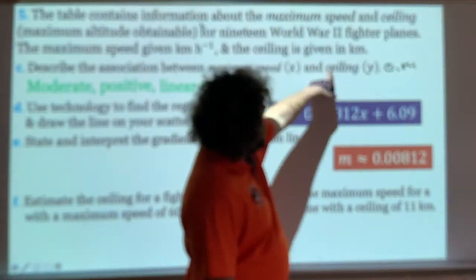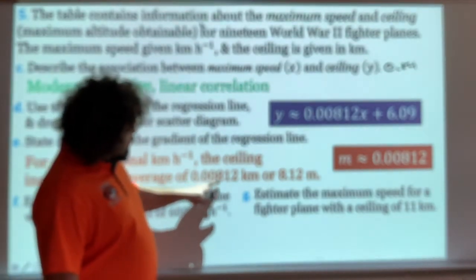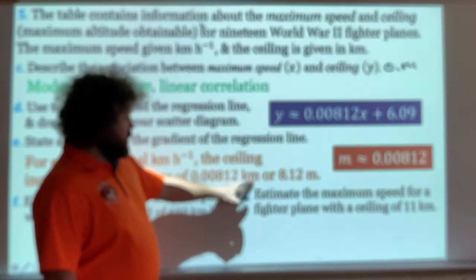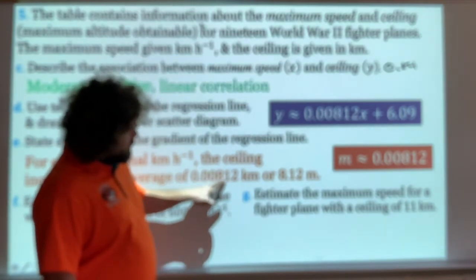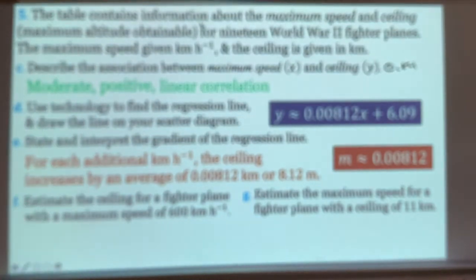What that means is, for each additional kilometer per hour, the ceiling increased by about 0.00812 kilometers. A kilometer is 1,000 meters. So if I multiply this by 1,000 or move this decimal place over 3 points, it means 8.12. That's a lot better than 0.00812 kilometers. So for every additional kilometer per hour, you can go up a higher 8.12 meters, which is about like 25 feet.